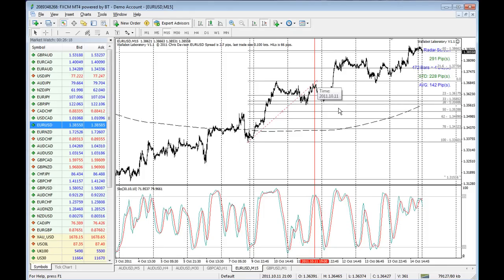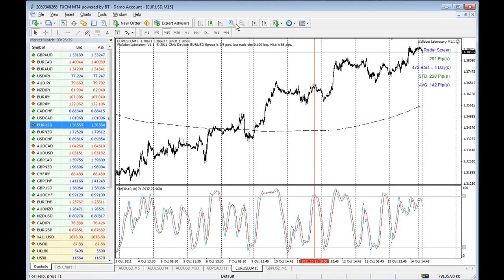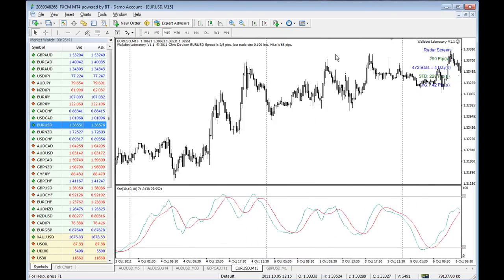And then we look for the pullback down below the 23. And then we traded a buy trade when it popped back above the 23. And then you could see here that that trend trade was successful. Not everybody here took it. Maybe nobody took it. But that's what the trifecta would have looked like. That's the optimal trend trade on the euro that existed previously.